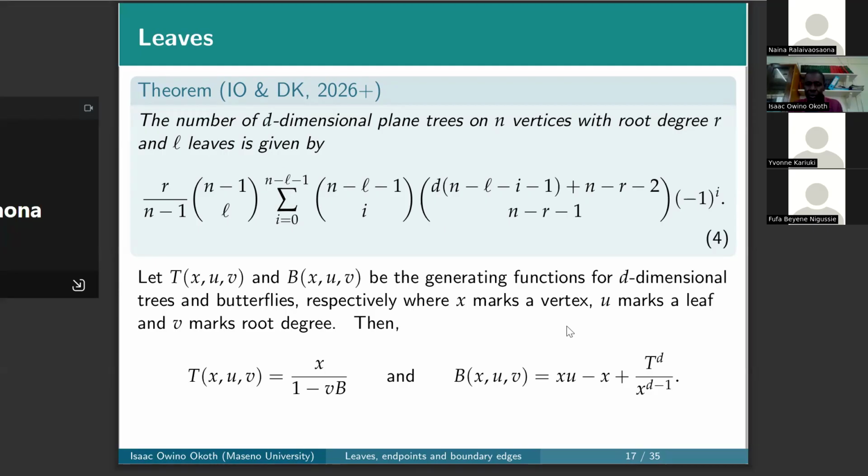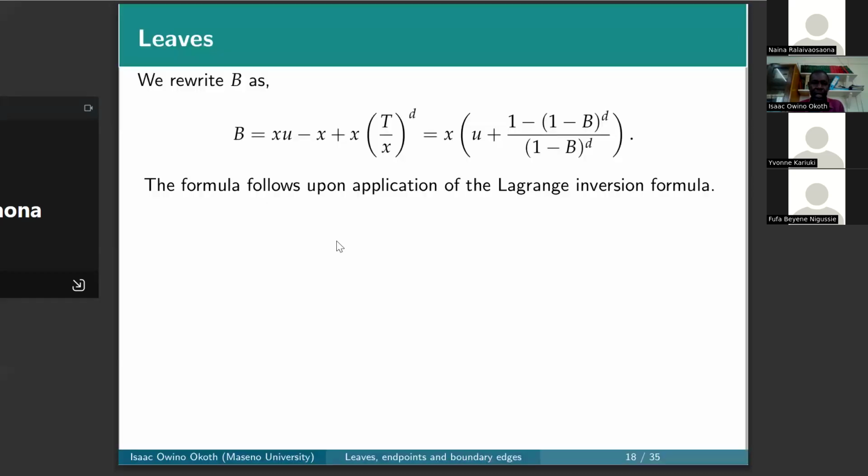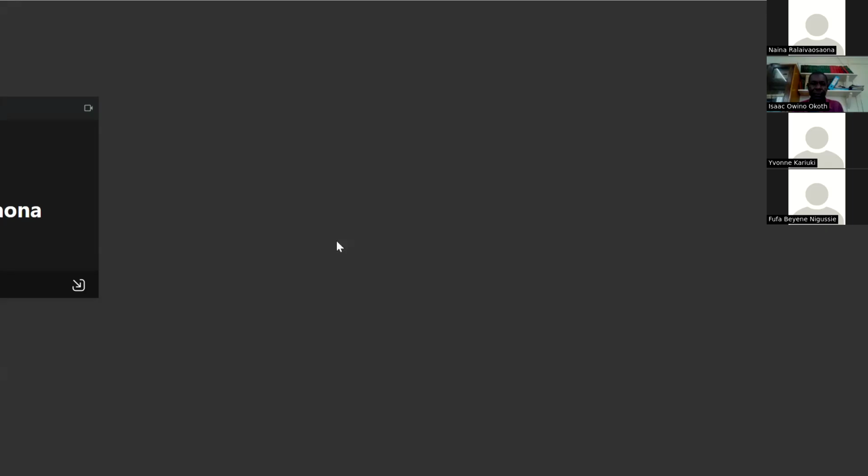But for the butterflies, it was there for the butterfly, but because we want to introduce the leaves, we have xu, where u is marking a leaf, but because we don't want to count the vertices, then we subtract x. So then we can write b as follows by substituting what t is, and then the formula is obtained from this by just the application of the Lagrange inversion formula.